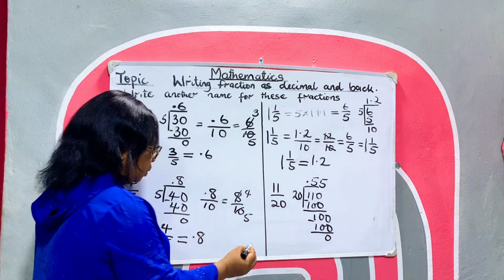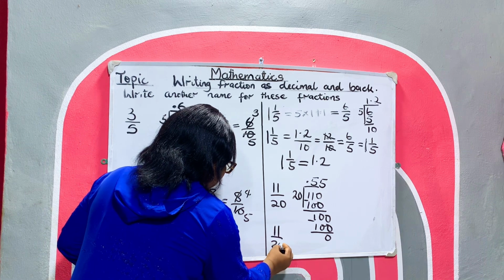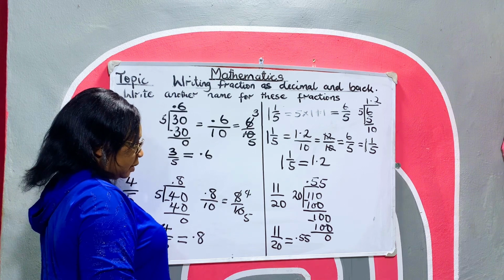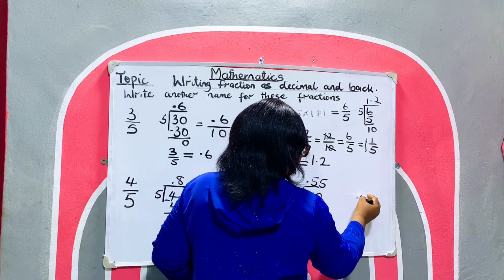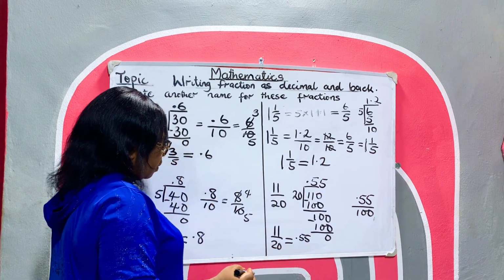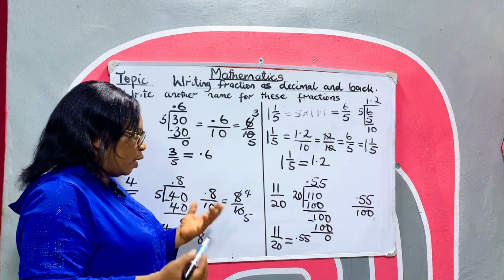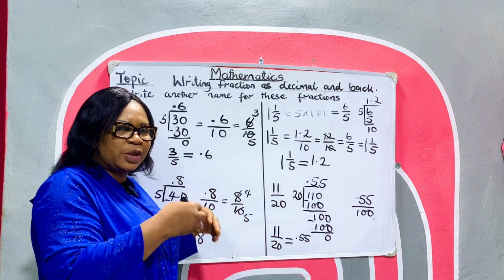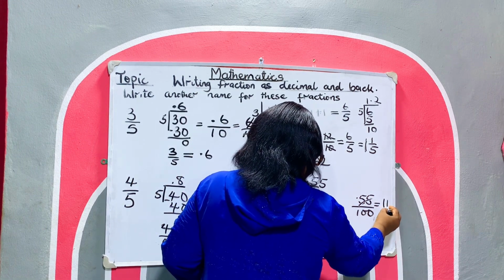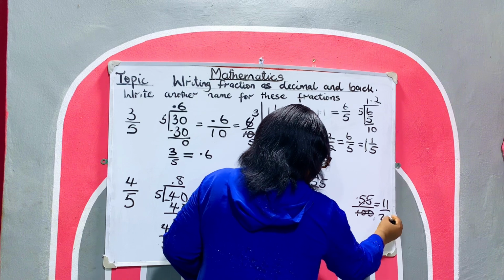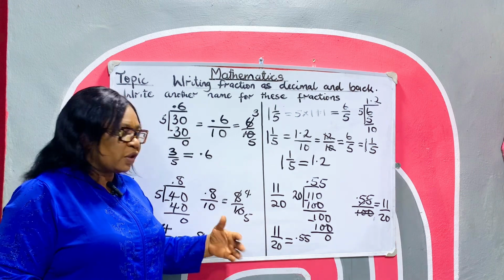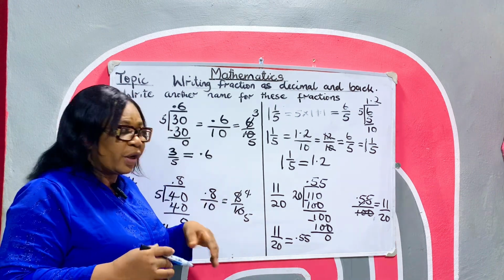And that will take us to that 11 over 20 is equal to 0.55. Yes. And when we check it the way we normally check others, we have 55 over 100. And when we try to reduce it to its lowest term, 5 divide here, we have 11, and 5 divide here, we have 20. You see, we are now back, showing us that 11 over 20 is the same thing as 0.55.